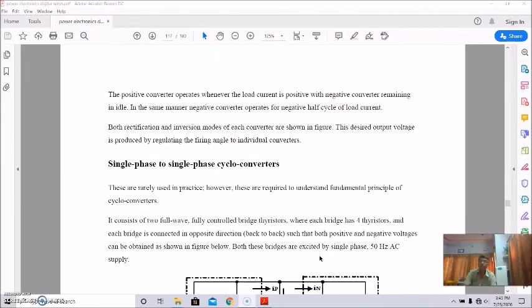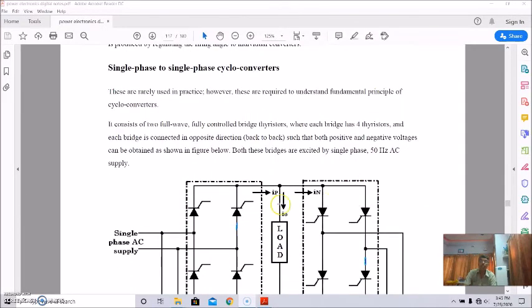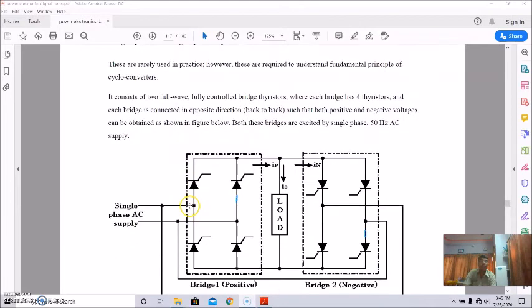Now, single phase to single phase cycloconverters are rarely used in practice. However, they are required to understand the fundamental principles of cycloconverters. So it consists of two full wave fully controlled bridge thyristor converters, with each bridge having 4 thyristors, and the bridges are connected in opposite back-to-back directions, such that both positive and negative voltages can be obtained, as shown here.